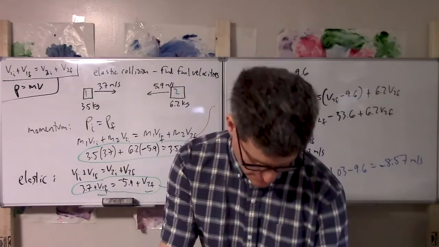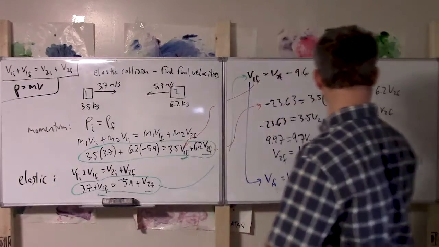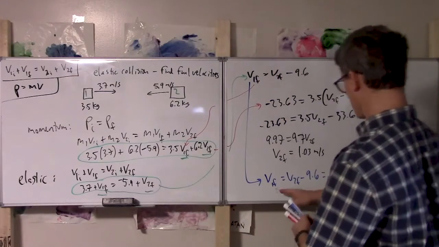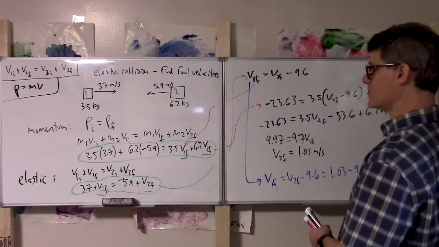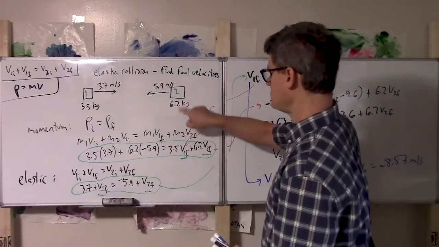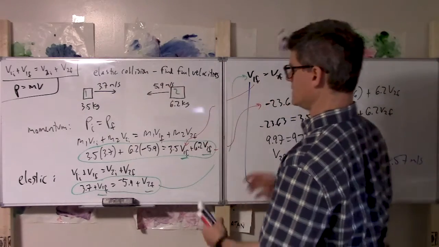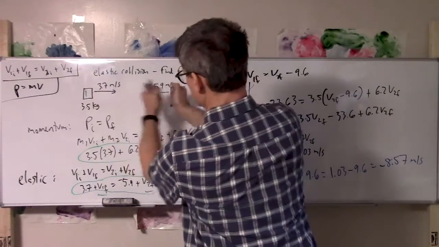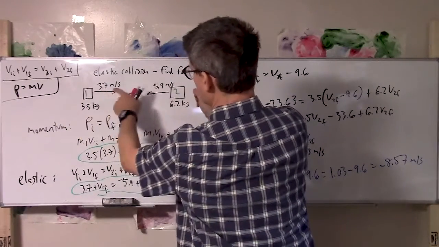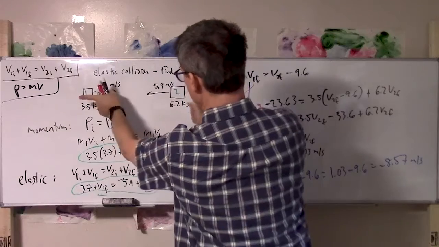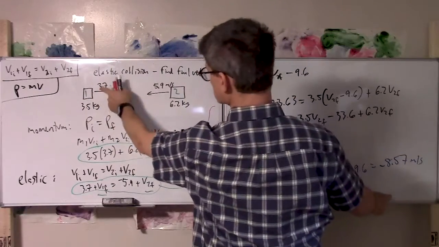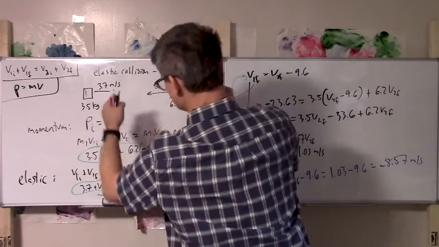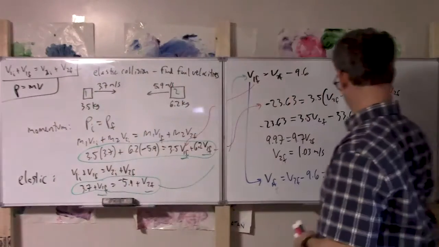Let's see if I got the right answer. Yes, I did. Okay. So as expected, V1 final goes to the left. Now what happened was, this is a big mass with a big velocity. So what it did is it not only reversed the direction, both of them reversed direction, but it sent mass 1 going to the left with a velocity much bigger than its original one. So it did a lot of change for mass 1.